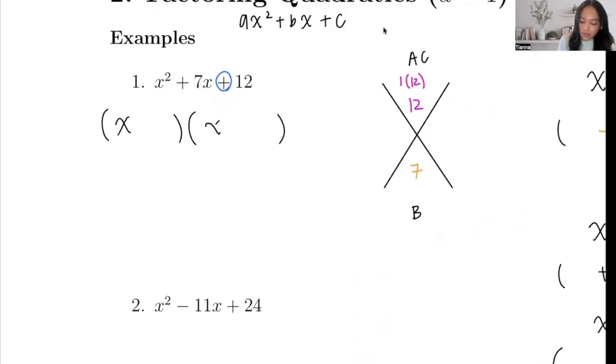So our general setup, again, is just to have our 2 sets of parentheses. We're going to have x times x to give us our x squared. We know that we're going to have pluses between because our second term is positive and our C value is also positive. So that tells us that we're going to have the same sign. Again, we're thinking of numbers that multiply to 12 but add to 7. And that would be a 3 and a 4. 3 and 4. And this would be our final factored form.